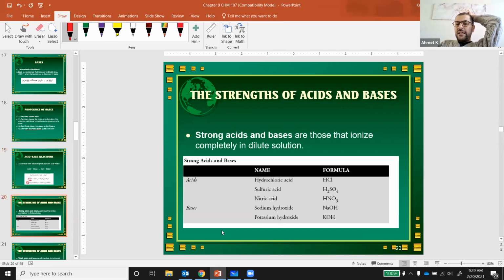And then again, I briefly talked about the strength of acids and bases, and what determines an acid's strength is its ability to give up those H pluses, right? So again, these are the strong acids and bases. HCl, sulfuric acid, nitric acid, sodium hydroxide, potassium hydroxide are very strong acids and bases. Why? Because they don't mind giving up the H pluses to the aqueous solution. That's why they are strong.